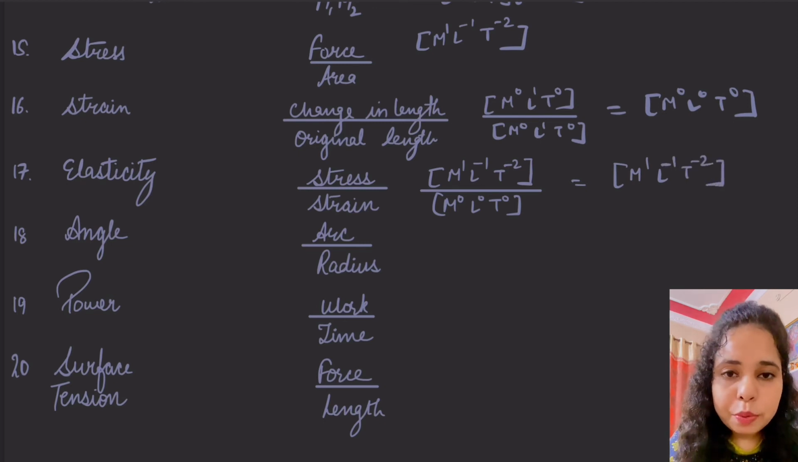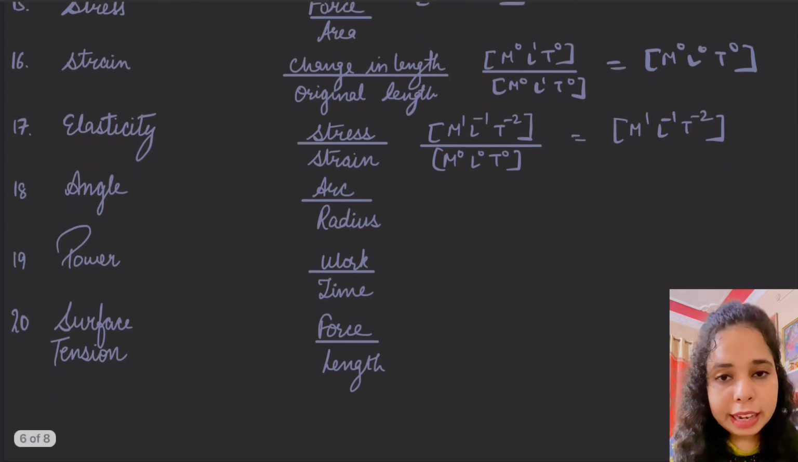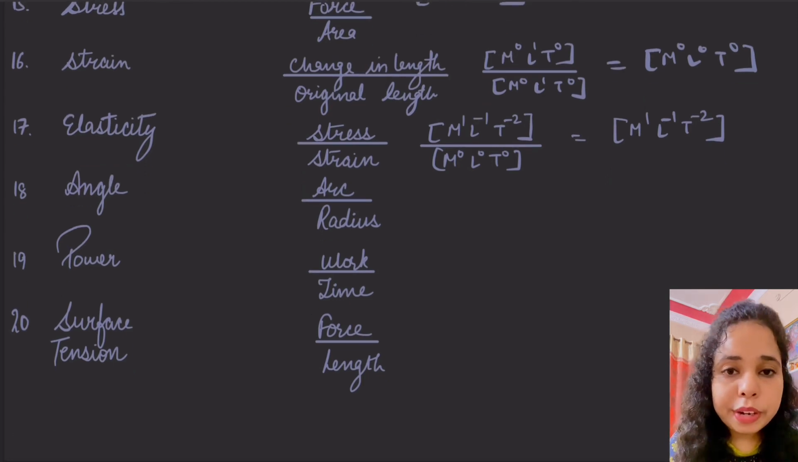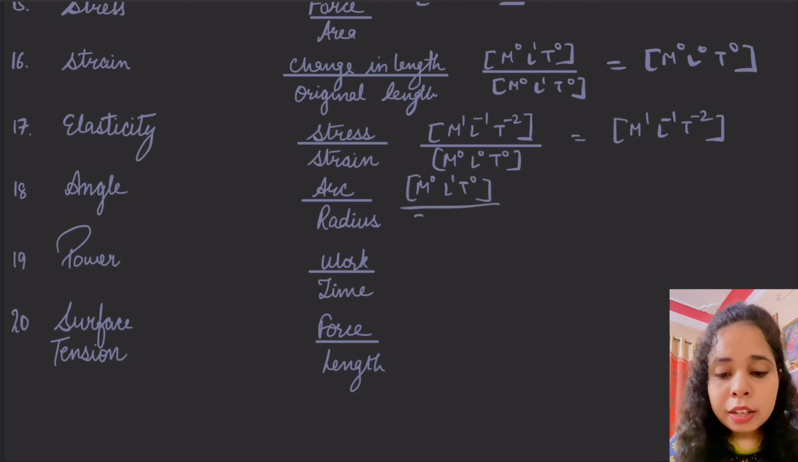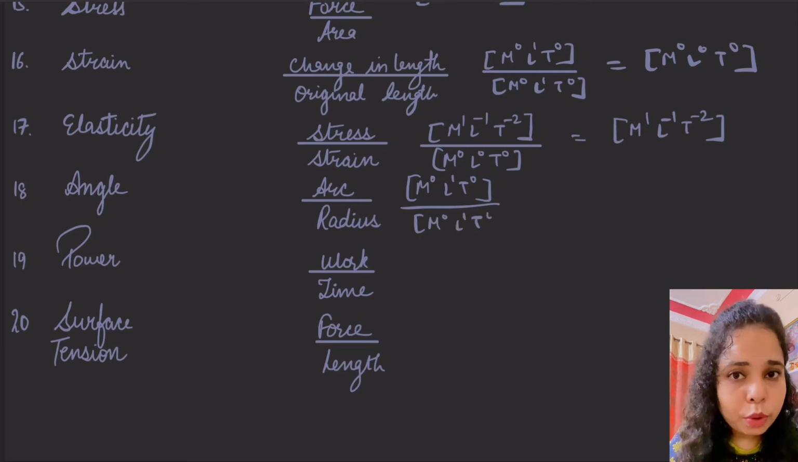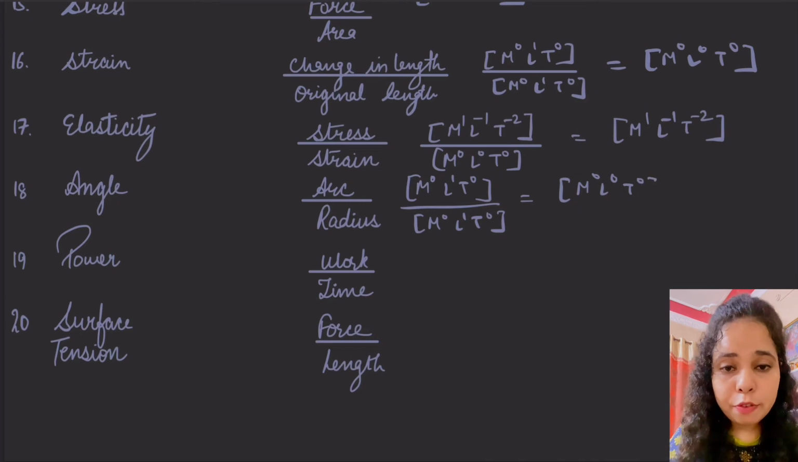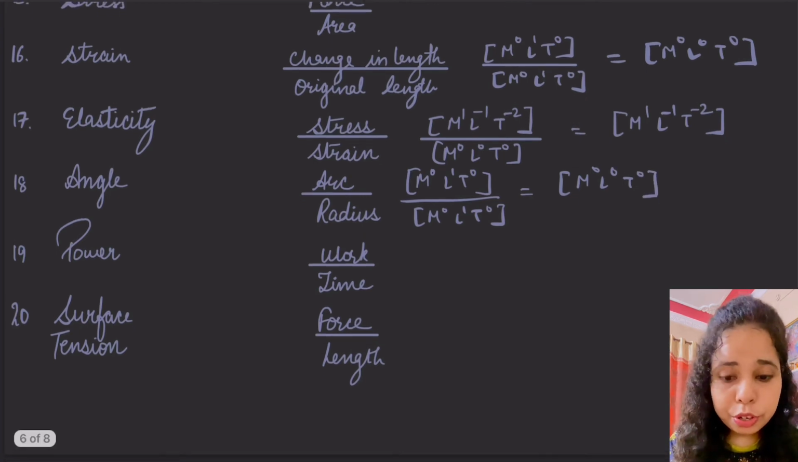Then the next physical quantity is angle, which is defined as arc upon radius. Again, arc has the dimensions of length and radius also has the dimensions of length. Therefore it is the ratio of two similar quantities. Again, angle is a dimensionless quantity, therefore its dimensional formula is m0 l0 t0.